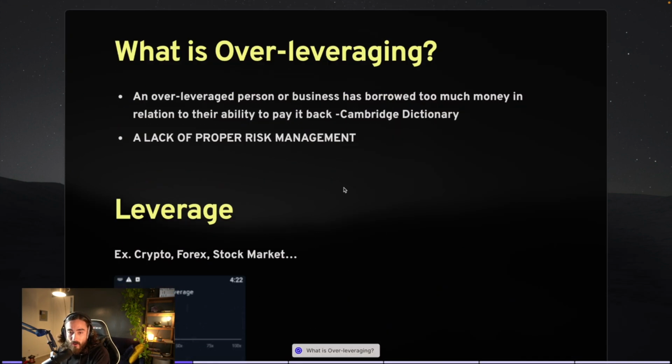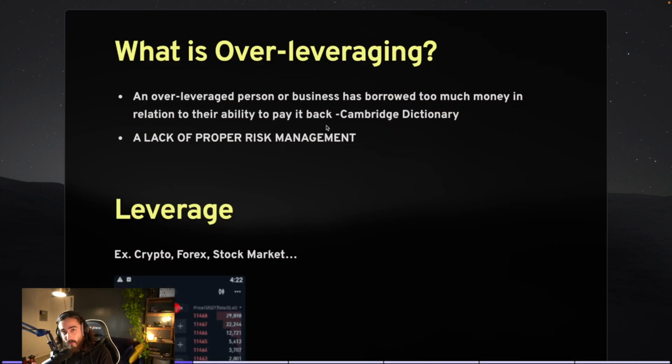All right, now what is over leveraging? Based off the Cambridge Dictionary online, an over leveraged person or business has borrowed too much money in relation to their ability to pay it back. Let's just cut the fat off of that entire sentence and break it down in regards to trading. What I believe to be over leveraging, simply put, is a lack of proper risk management. Because if you are managing your risk properly, then you would not be over leveraging. You would know exactly how much you're risking, and that would be the cutoff. That would be your risk.